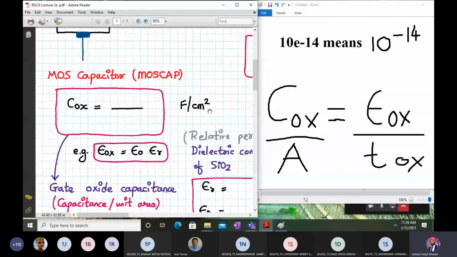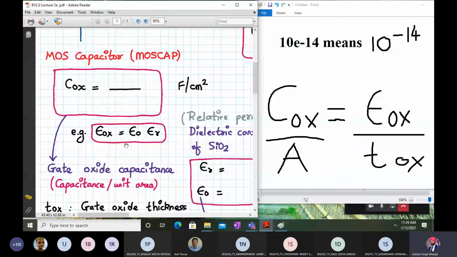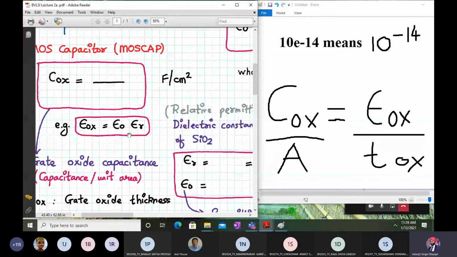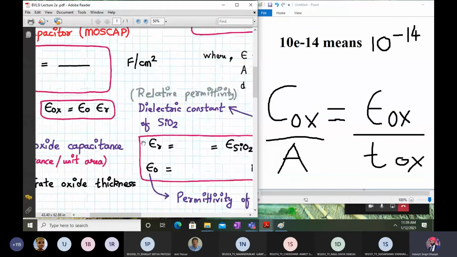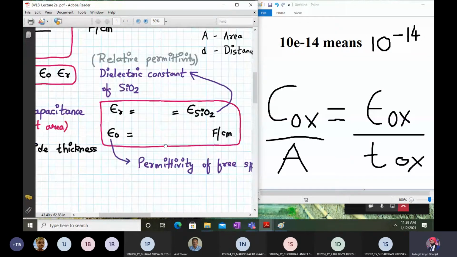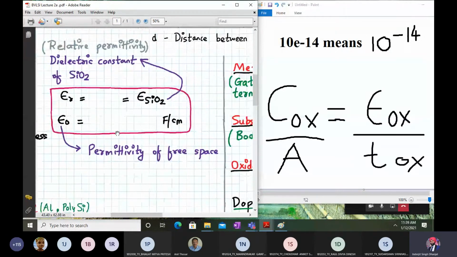What is epsilon OX? Epsilon OX is written as epsilon naught into epsilon R. Now, what is the value of epsilon R and epsilon naught? Epsilon naught, we know that it is the permittivity of free space. So I repeat, epsilon naught is the permittivity of free space. So let me write the value over here. Its value is not written. You all can also note it down. It's a very useful number.